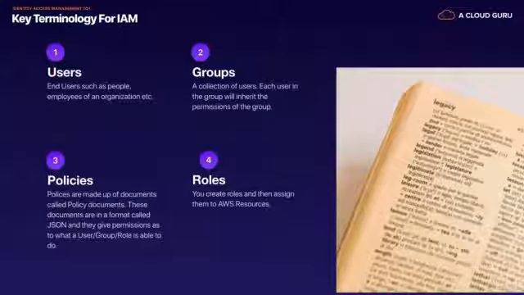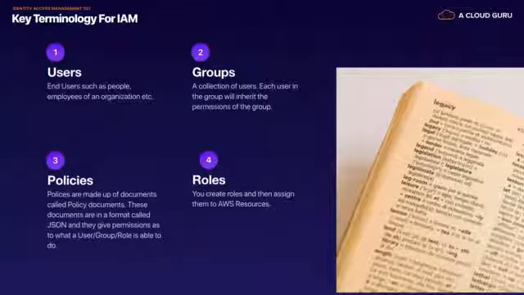We then have policies. Policies are made up of these things called policy documents, and these documents are formatted in JSON, JavaScript Object Notation, and I'll show you what that looks like later on. It basically gives you permissions as to what a user, group, or role is able to do. So policies are your permissions.